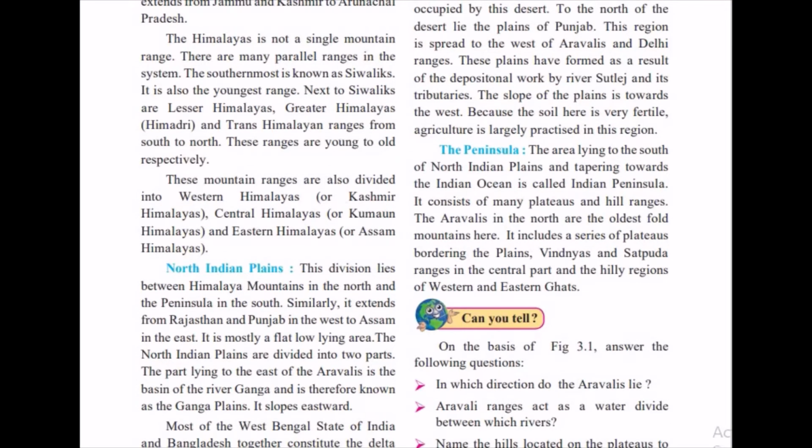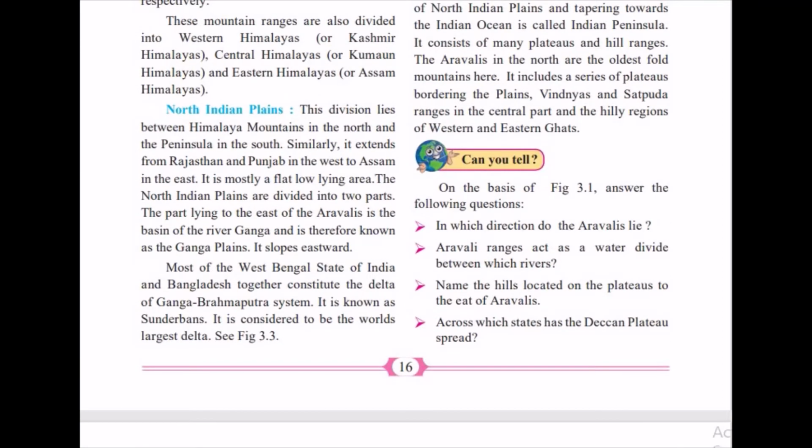Peninsula. These are the areas lying to the south of the North Indian Plain, tapering towards the Indian Ocean. It is called the Indian Peninsula. It consists of many plateaus and hilly ranges. The Aravalli in the north is the oldest fold mountain here. It includes a series of plateaus bordering the plains: Vindhyas, Satpuda ranges in the central plateau, and hilly regions of the Western and Eastern Ghats. Now refer to figure number 3.1.